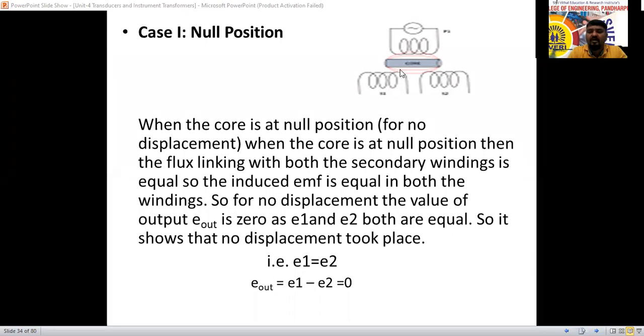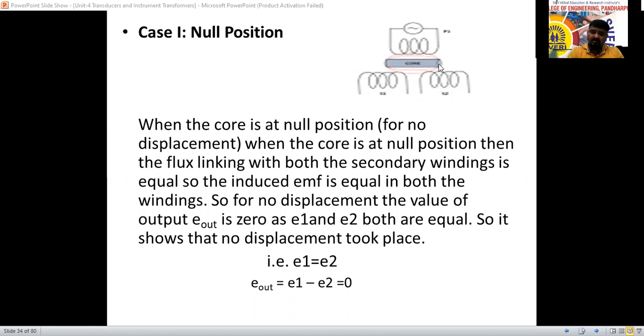So the magnetic field coupled from the primary to the secondary, S1 and S2, is equal. Because of this equal magnetic field, the EMF induced in the coil E1 equals E2, and there is no displacement at all in the core. For that reason, this is a constant position, or initial position, and we call it the null position.